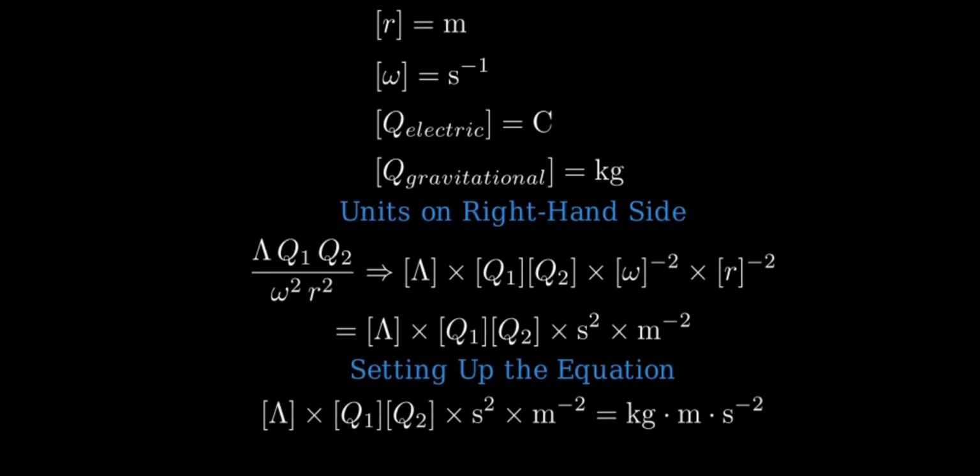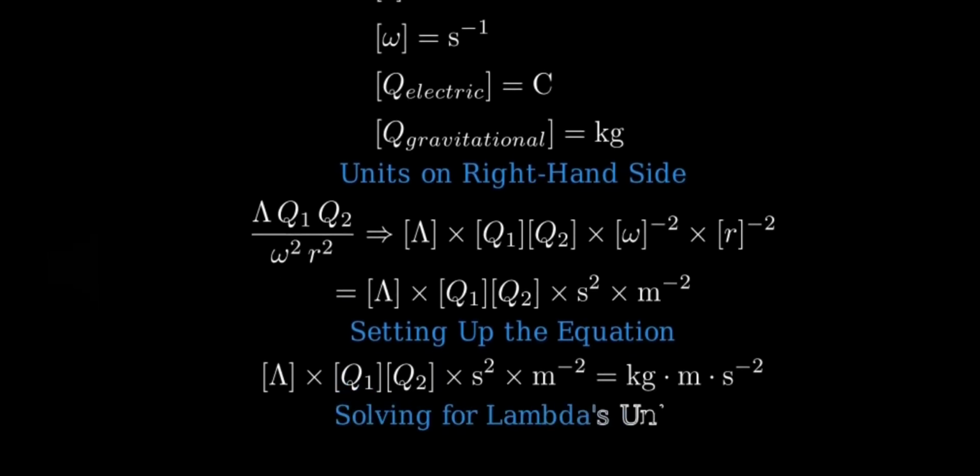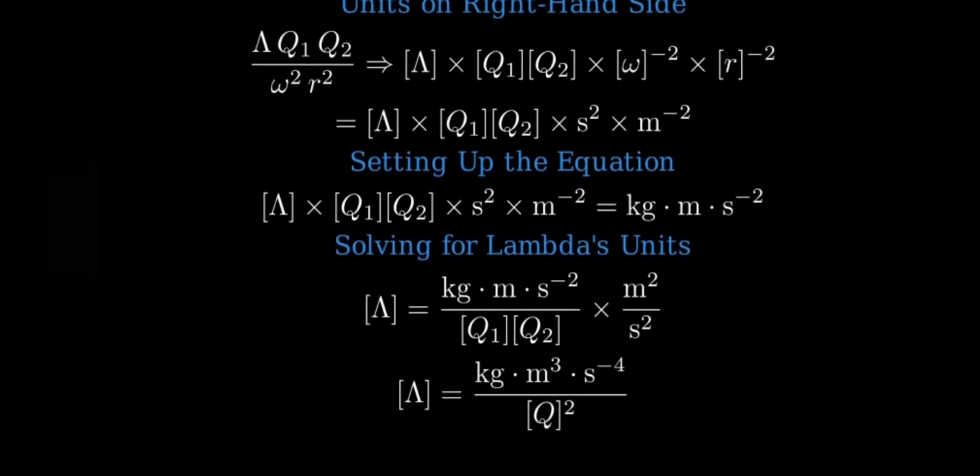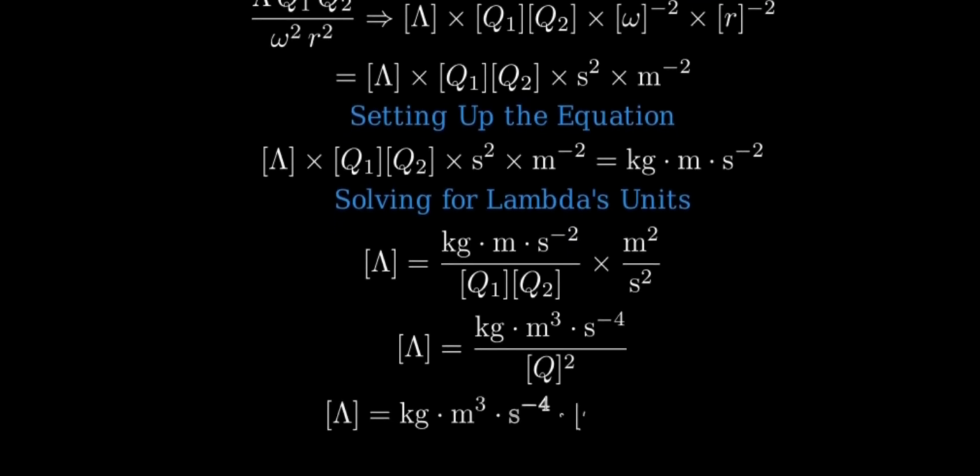So let's set up our equation. Lambda times charge squared times seconds squared per meters squared equals kilogram meter per second squared. Now, let's solve for lambda's units. Rearranging the equation, we get lambda equals kilogram meter per second squared divided by charge squared multiplied by meters squared per seconds squared. Simplifying this expression, we get lambda has units of kilogram times meters cubed per charge squared times seconds to the fourth power. This is the unique set of units that lambda must have to make our master force equation dimensionally consistent, regardless of whether we're dealing with electrical or gravitational forces.